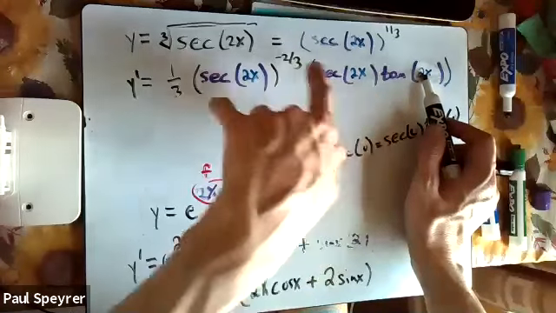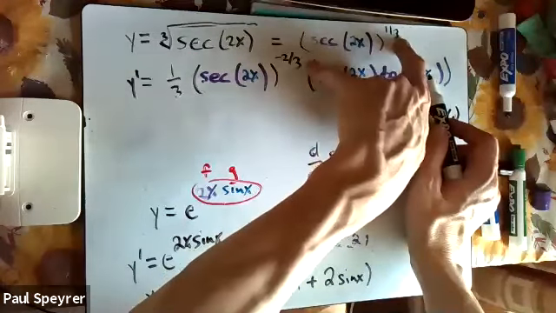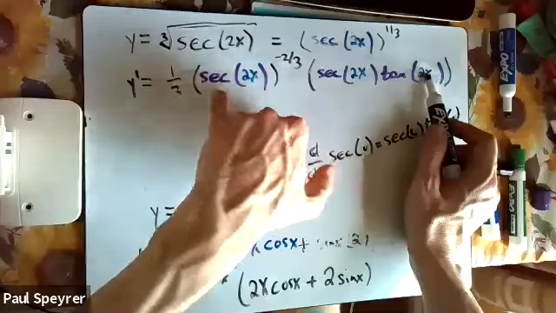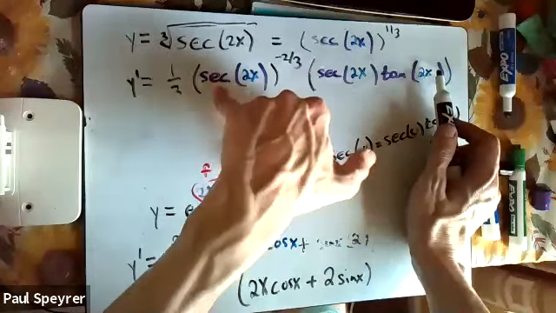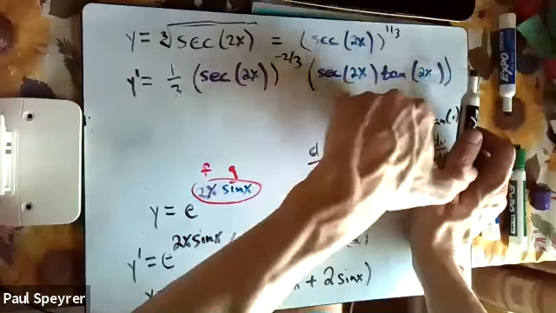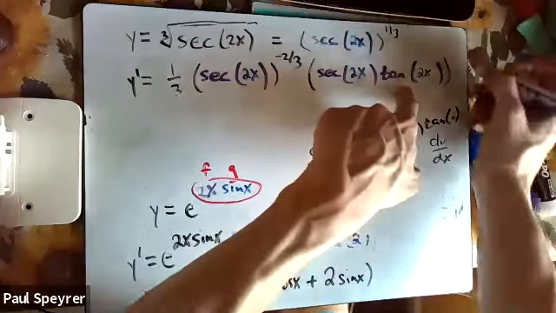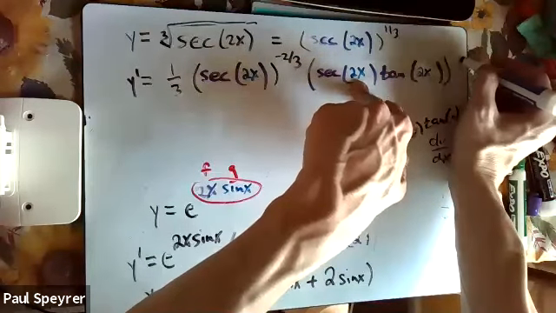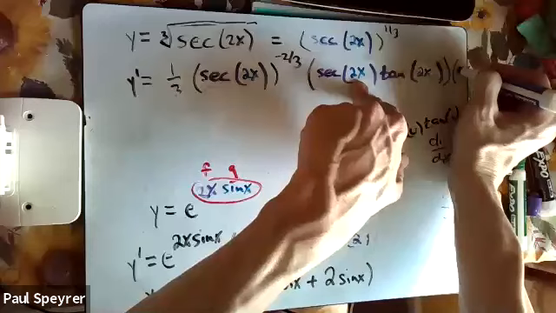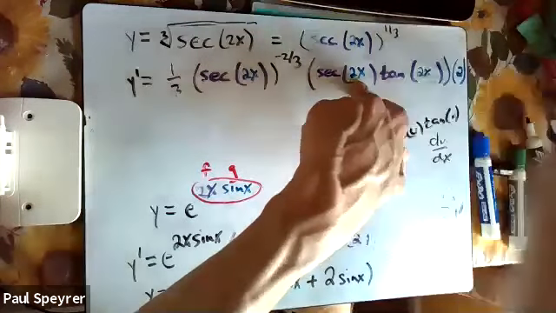Because so far we've taken the derivative of the outside, or the 1/3 component. That was the power rule. Then the purple, because that was the next innermost component. So the derivative of secant of 2x is secant 2x tan 2x. And then finally we have to finish it off by taking the derivative of the blue component. So the derivative of 2x is just 2, like that.